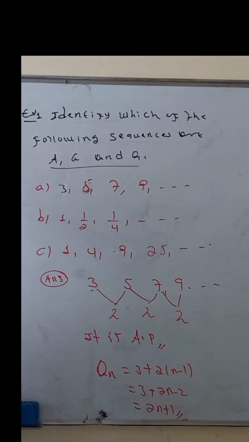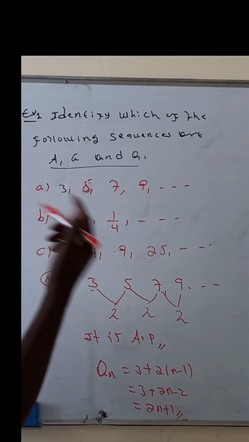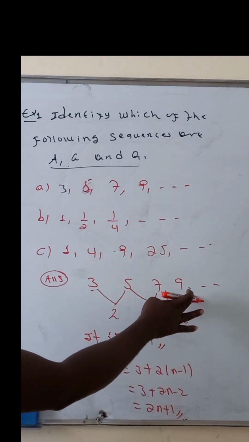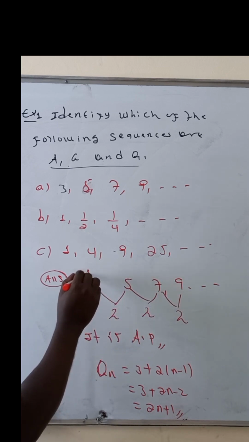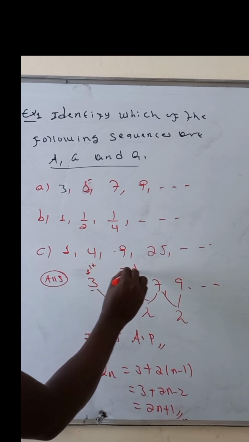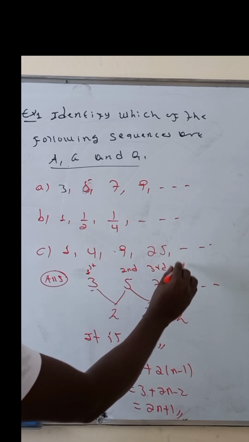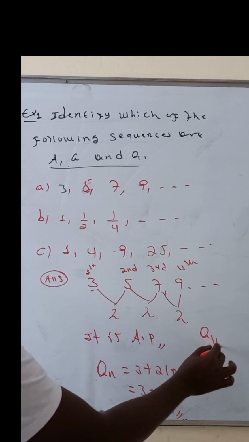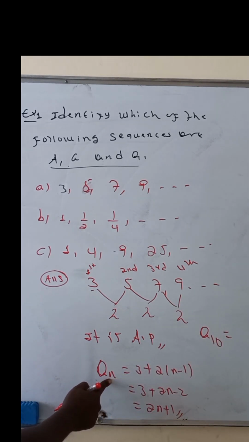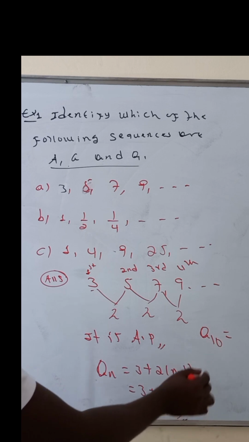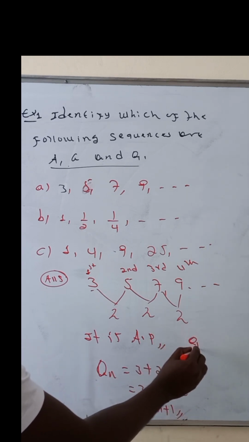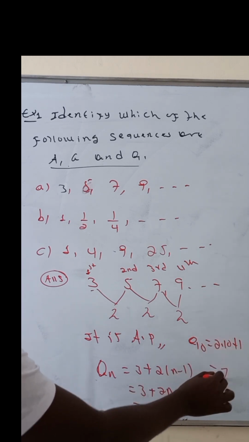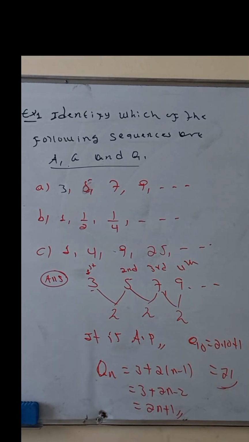So if you want to know, for example, the 20th or the 100th term, or what is the 10th term for this sequence? The 10th term means, this is the first term, this is the second term, this is the third term, this is the fourth term. The 10th term will be what? Directly, in place of n you substitute 10. So a10 is equal to 2 times 10 plus 1, which is exactly 21. So 21 will be the 10th term for this sequence.